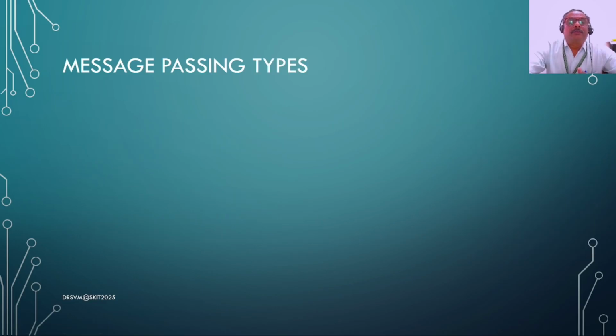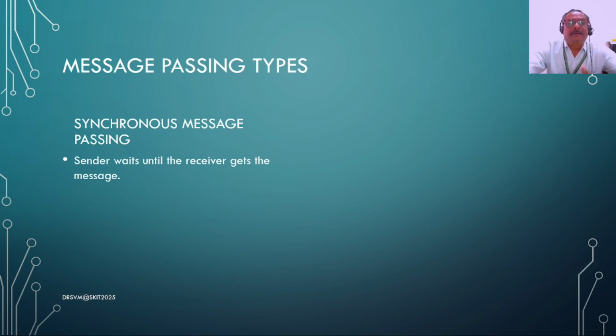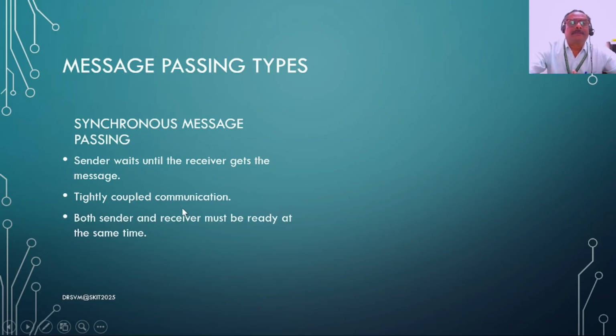Then there are two types of message passing. One we call synchronous message passing, wherein the sender sends the message and waits till the receiver gets the message. So it is tightly coupled communication. In synchronous message passing, the sender waits until the receiver gets the message. The sender sends the message, the receiver should get it and then acknowledge that yes, I have got the message. Till then the sender will be waiting, and that's a tightly coupled communication.